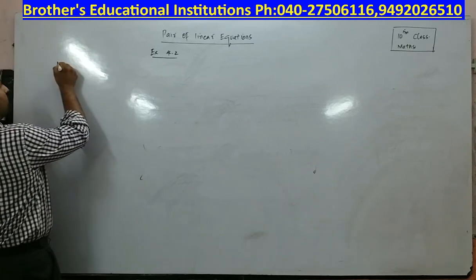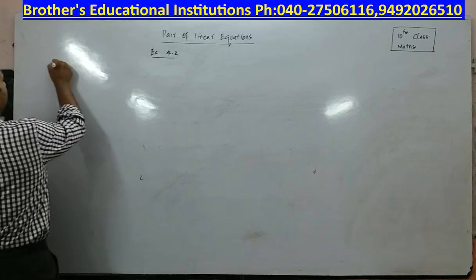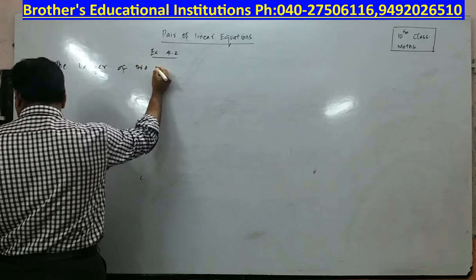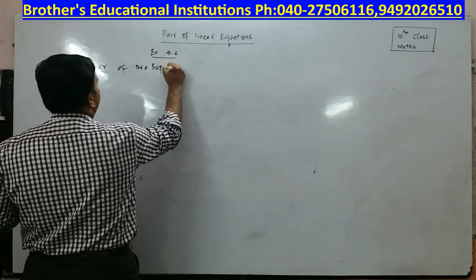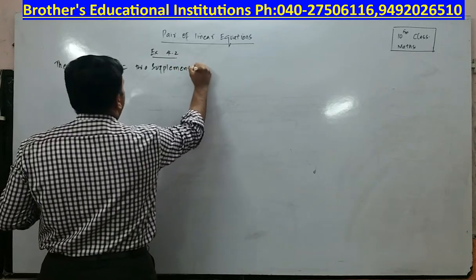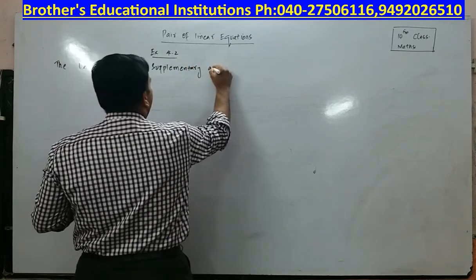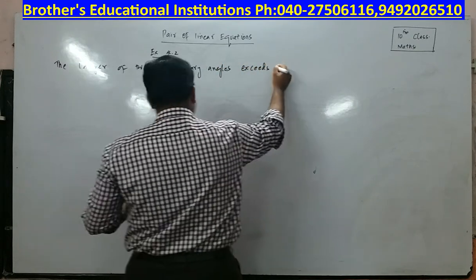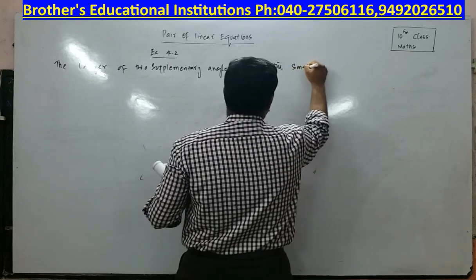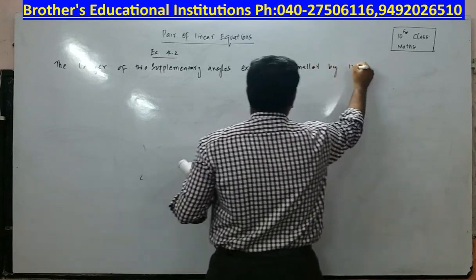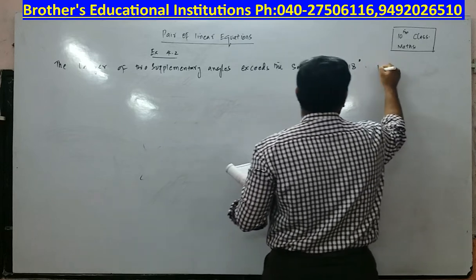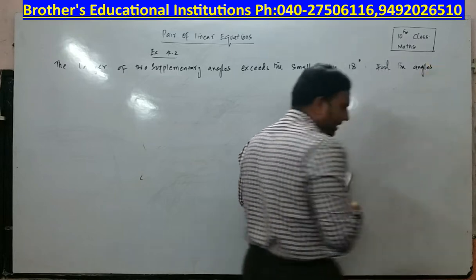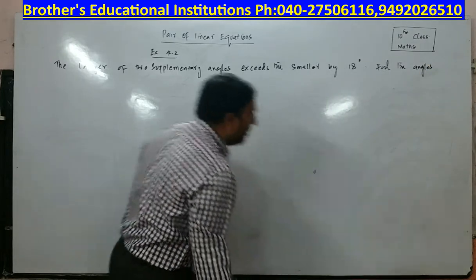Right. Now, first question. The larger of two supplementary angles exceeds the smaller by 18 degrees. Find the angles. Right, a very simple problem.